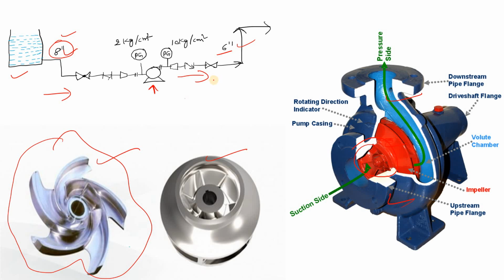If you haven't watched that video, please watch it because that is a very important concept which I have taught there. Here you can see the suction valve, then strainer, then reducer, and then there is a PG. This is very important. The pressure is showing 2 kg per centimeter square, and after that, with the help of this centrifugal pump, your pressure is 10 kg per centimeter square, right?